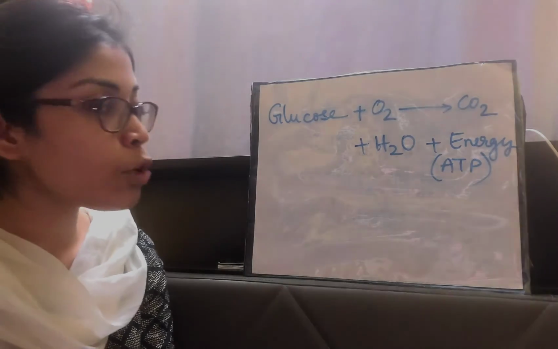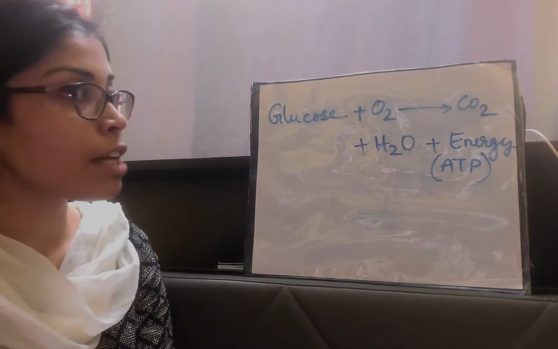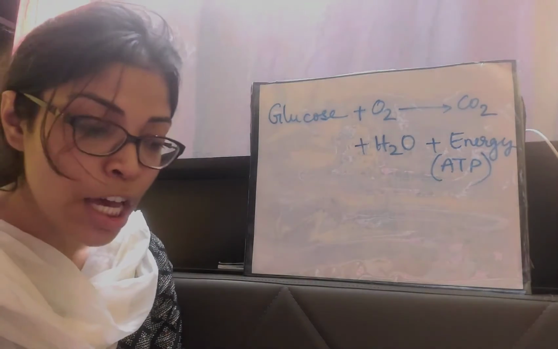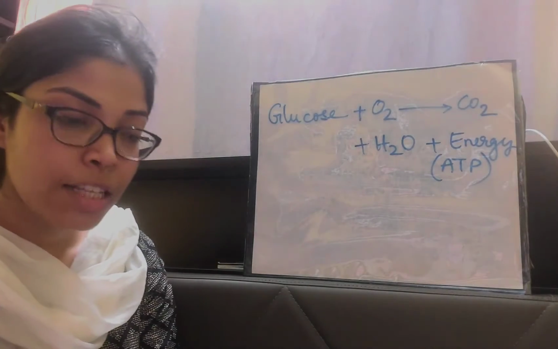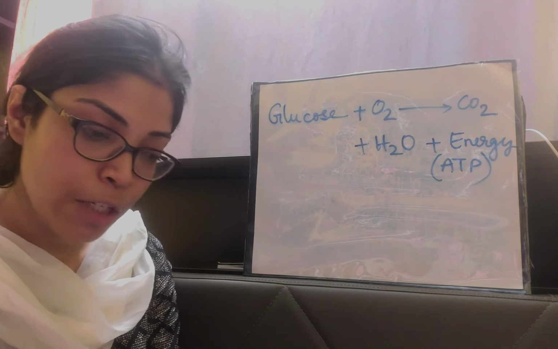Now in your book you will find this exact equation: glucose plus oxygen arrow carbon dioxide plus water plus energy (ATP). You will have to learn this equation very well. This is a very important equation. Mark it properly. Moving on to the next paragraph.